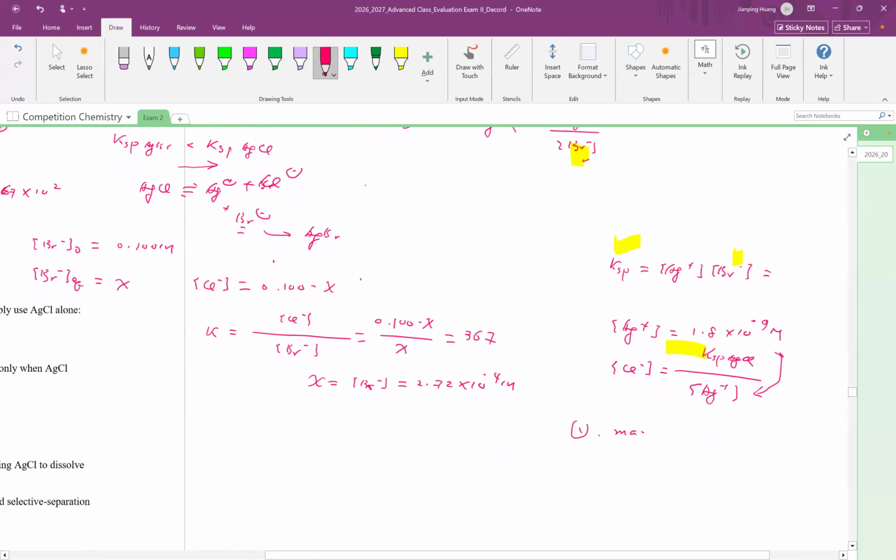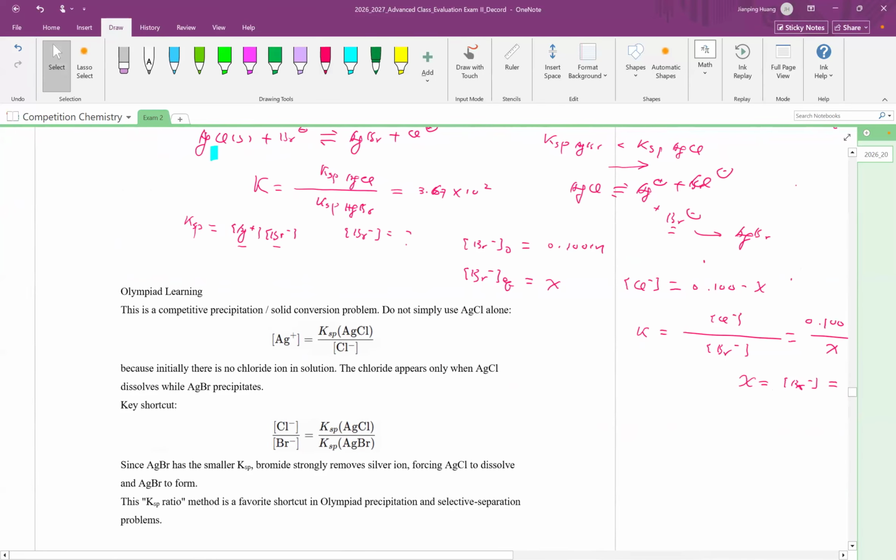Or I can ask you to calculate, for example, what's the mass of the second one? What's the mass of? So many ways we can write it, right?